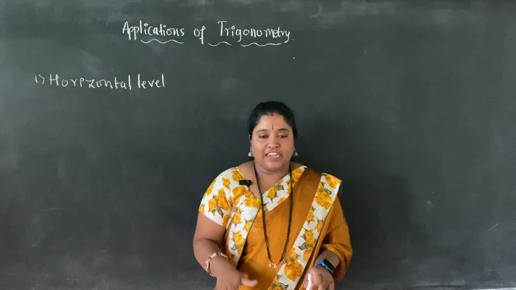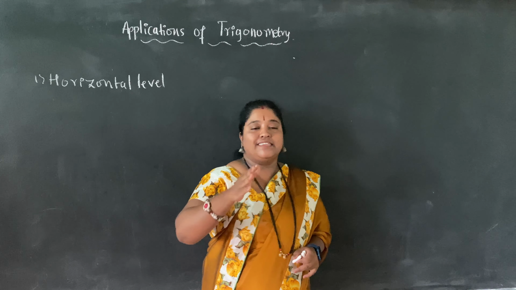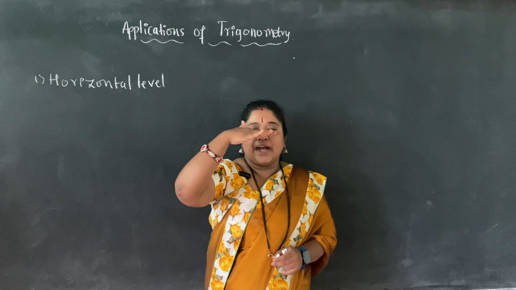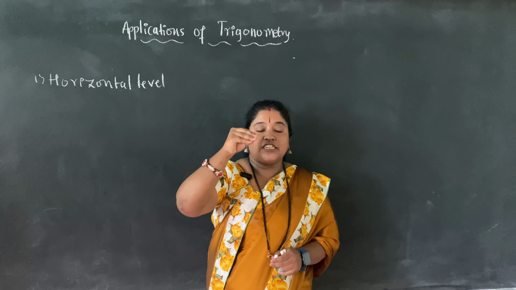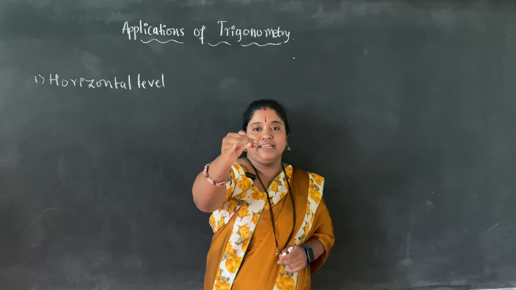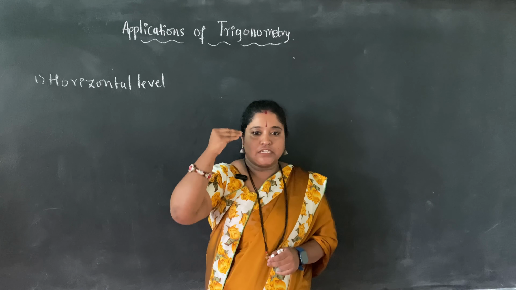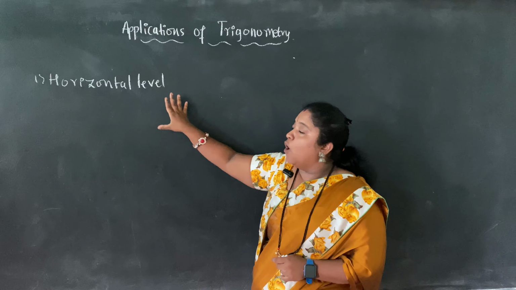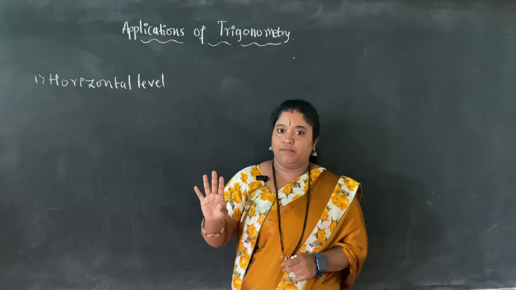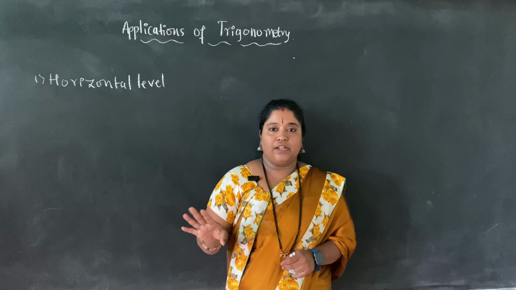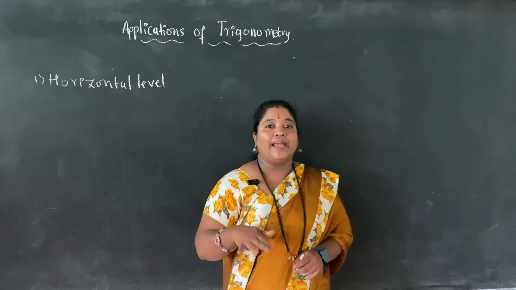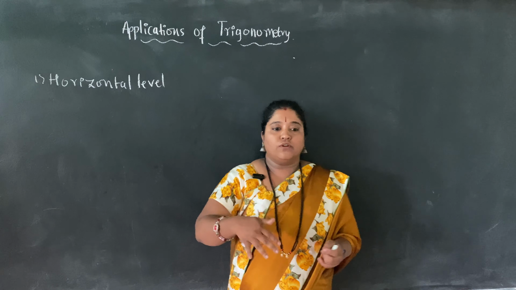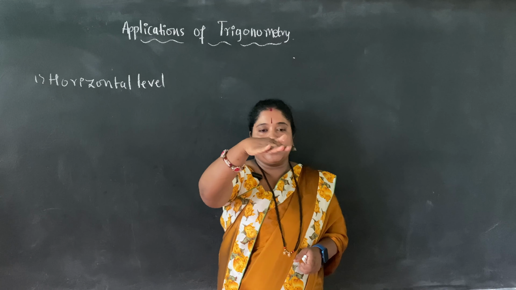Suppose I am standing like this, and I am seeing some object, dear. The line which is drawn with respect to my eyesight is what we call the horizontal level. It is always according to the height of the person. So if I am standing here, it will be my eye level.